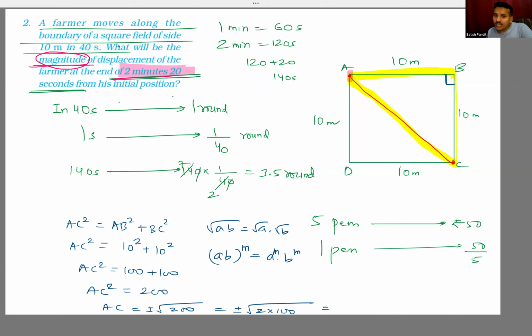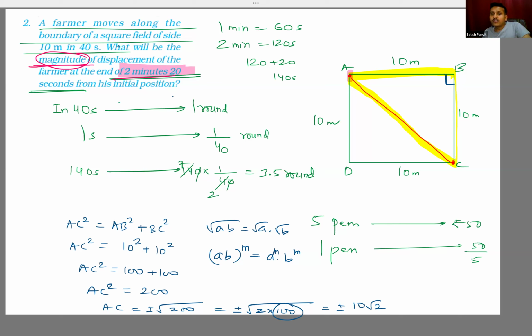So here you'll get root of 2 into root of 100. So root of 100 is 10, and root 2 you cannot take out of the root, right? So it will become plus or minus. See, for root of 100 we get 10, and 2 will remain inside the root because there is no pair for that, right? For 100, we have 10 into 10. So root of 100 is 10, but for 2 there is no pair, so it will remain inside the root.